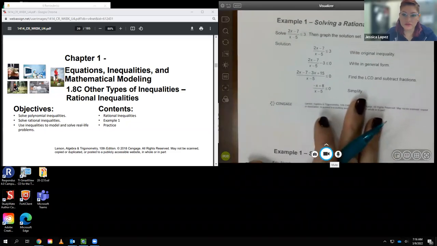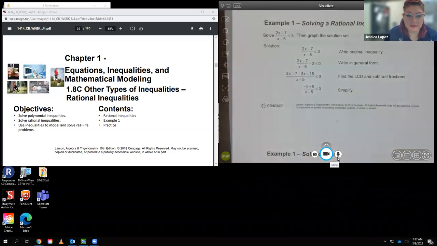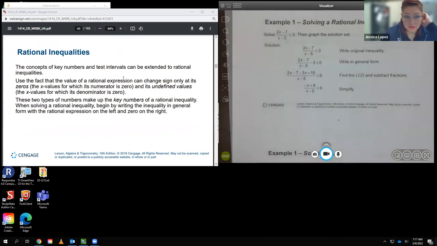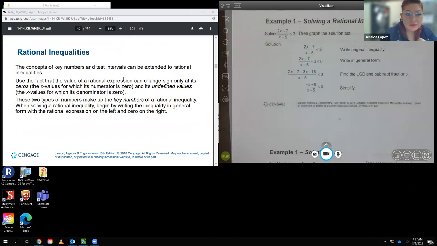Okay, in this video, we're going to cover 1.8c, which is rational inequalities. This is basically the technique that we're going to use. It's the same technique that we used for polynomial inequalities, which included quadratic inequalities. So the concepts of key numbers and test intervals can be extended to rational inequalities.